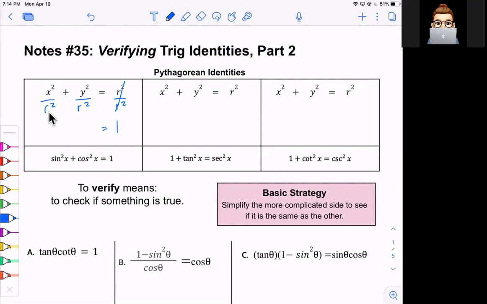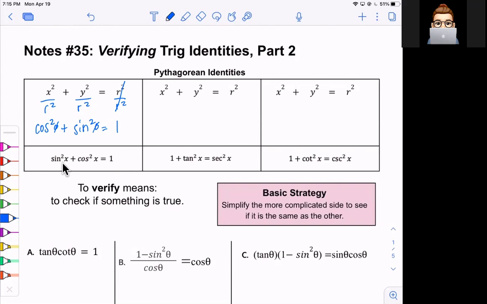So x over r we know is cosine, and it's squared here. And then we have plus y squared over r. y over r would be sine, and in this case, it's squared. So we're really saying cosine squared theta plus sine squared theta is equal to 1. We can also move these around, so sine squared can go first and cosine second.